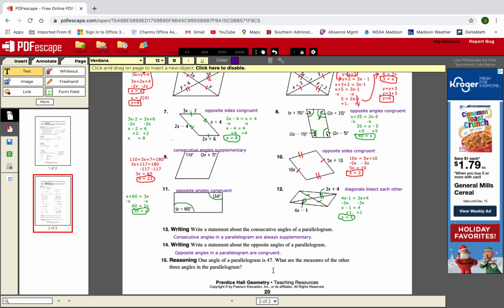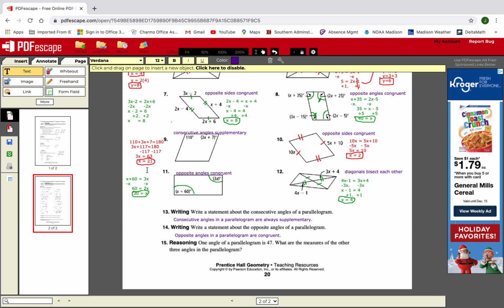Okay. Reasoning, one angle of a parallelogram is 47. What are the measures of the other three angles in the parallelogram? I think it would be helpful to have an image here. So we are talking about angles. So if I'm looking at a parallelogram here, and I know it is a parallelogram if opposite sides are parallel. So we want to indicate that opposite sides are parallel by putting our parallel arrows on them. Then we know what we've drawn here is in fact a parallelogram. We also know that opposite angles are congruent and that consecutive angles are supplementary. So let's use that information.